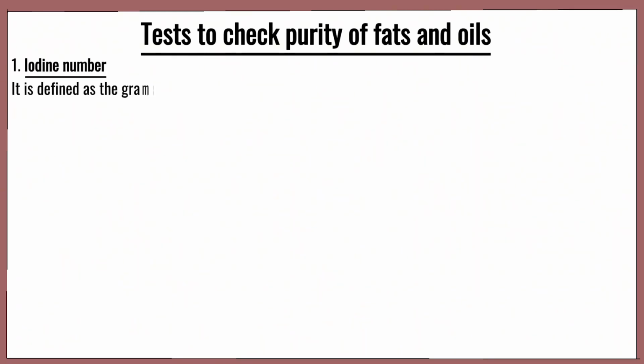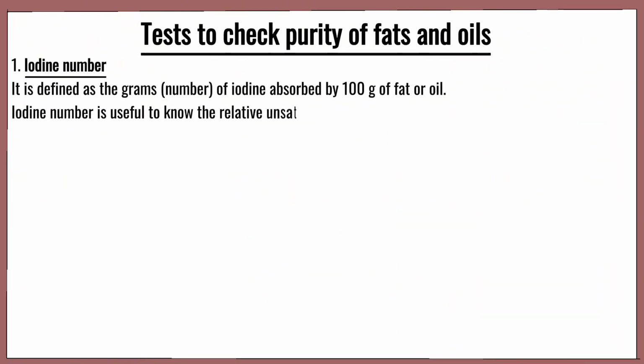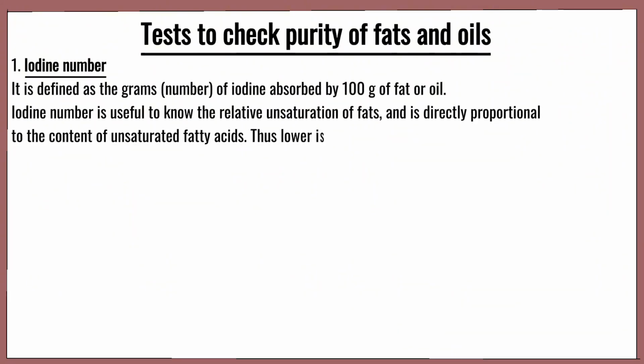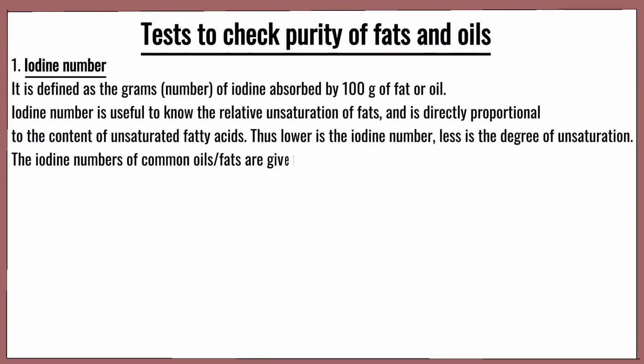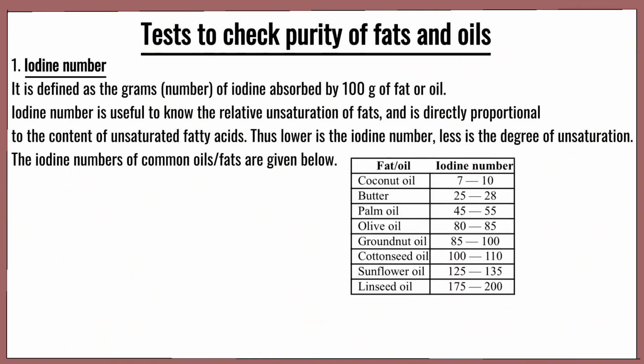1. Iodine number. It is defined as the number of grams of iodine absorbed by 100 grams of fat or oil. The iodine number is useful to know the relative unsaturation of fats, and it is directly proportional to the content of unsaturated fatty acids. Thus, the lower the iodine number, the lower the degree of unsaturation. The iodine numbers of certain common oils and fats are given below.